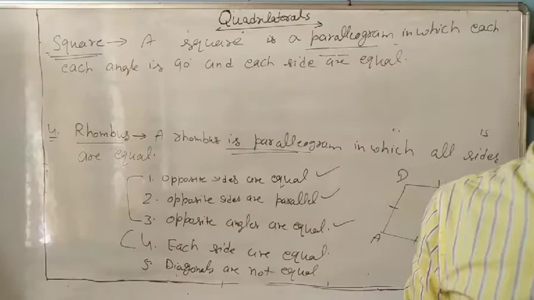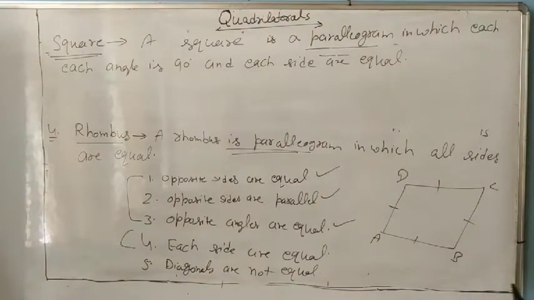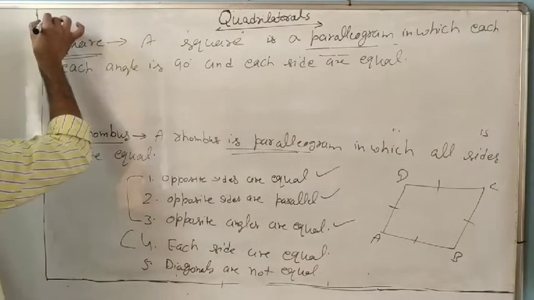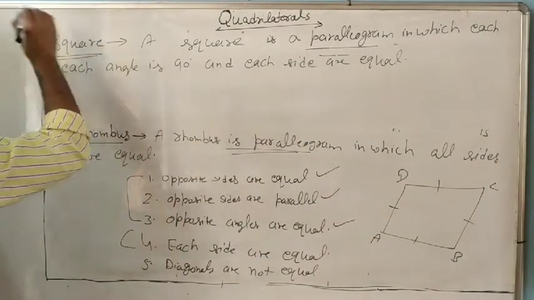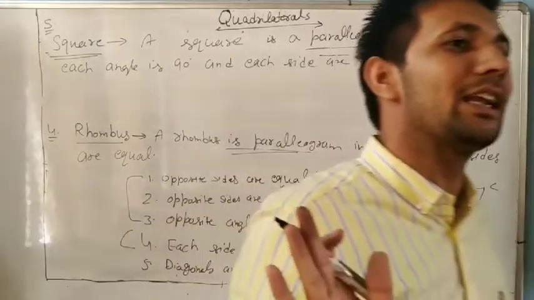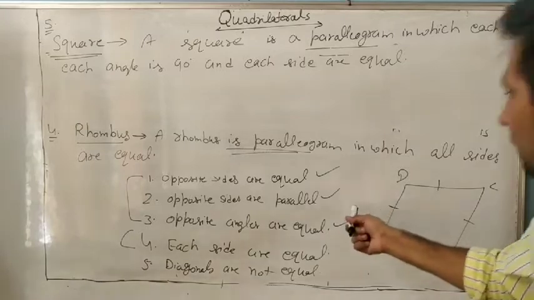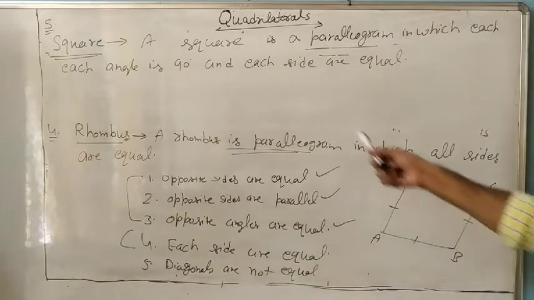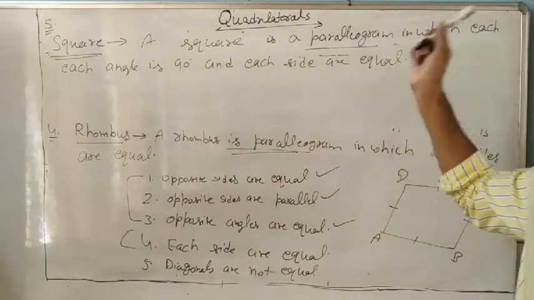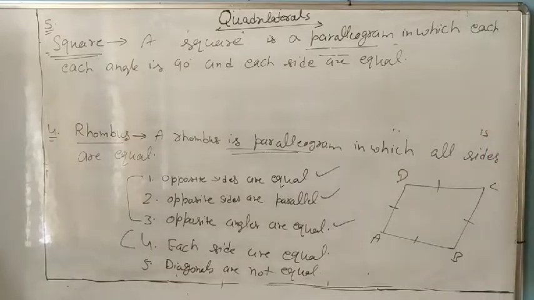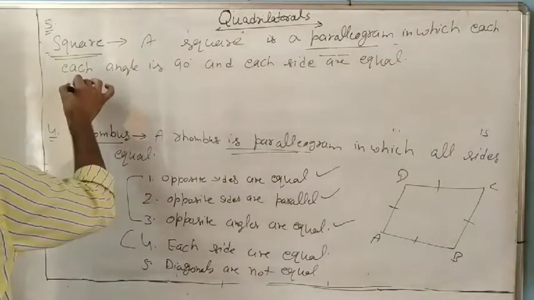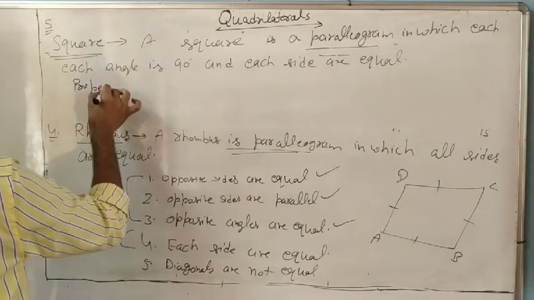What is the difference between a parallelogram and a rectangle? Same as the difference between a rhombus and a square. In a rectangle each angle is 90, but in a parallelogram each angle is not 90. Same in a rhombus, the angle is not 90, but in a square the angle is 90 degrees. Understand? So same as it is, its properties.